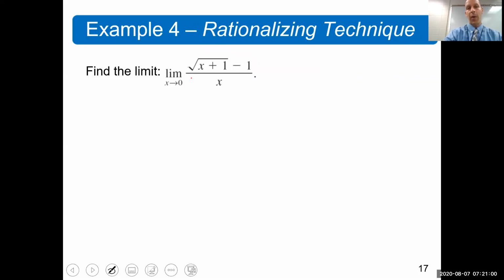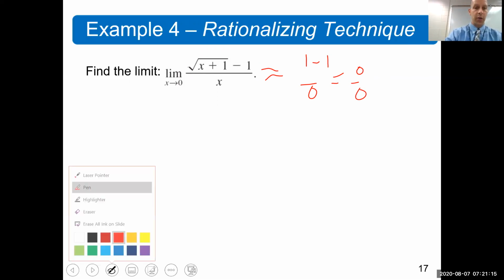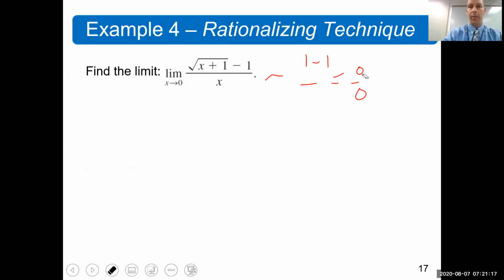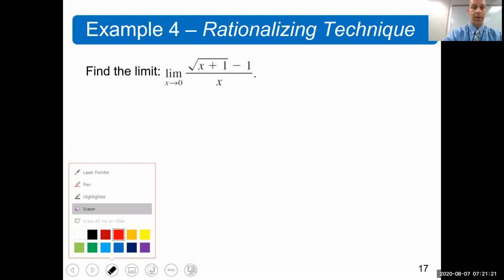So by the way, if you plugged in 0 here, you're going to get 1 minus 1 over 0, which is 0 over 0, right? So again, you're stuck. All right. So what we're going to do is we're actually going to get rid of all this stuff. We're going to rationalize the numerator.